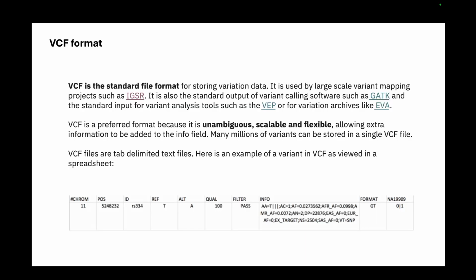This is something that you will use daily if you are working in genomics. VCF is the preferred format because it is unambiguous and scalable. Scalable is very important because the data size is very big. It also needs to be flexible, allowing extra information to be added into the info field. So what happens is, if you do annotation, you can ask it for a VCF output as well.